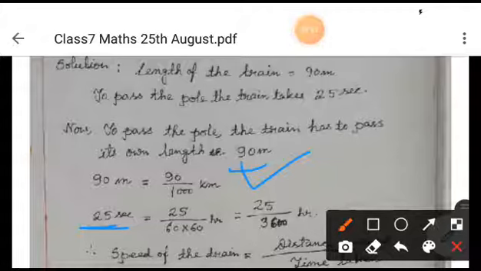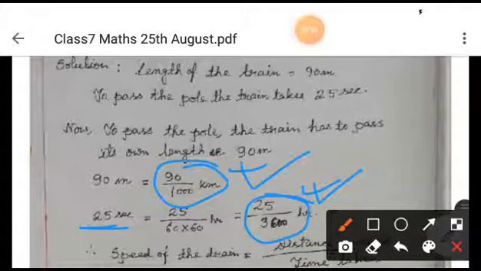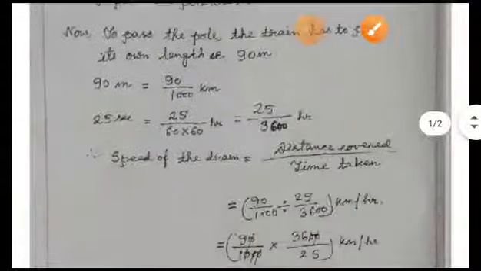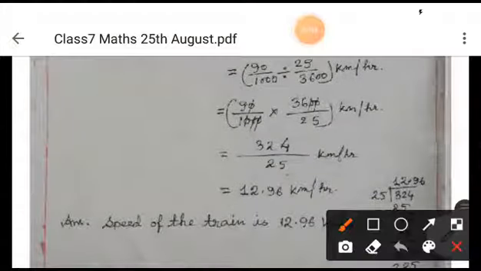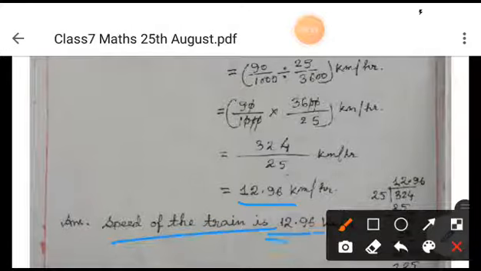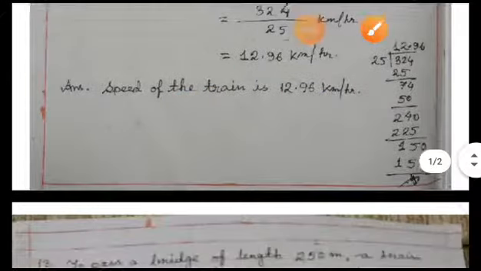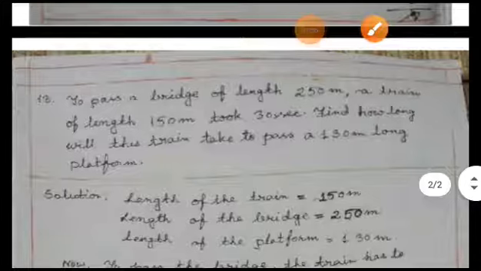So 25 divided by 3600, this much hours. So this much distance is covered in this much hours. So you need to take out the speed. You know that speed is distance by time. So after putting the values and on further calculation and division, we are getting 12.96 kilometer per hour as the speed. So this is your required speed. This is the answer.